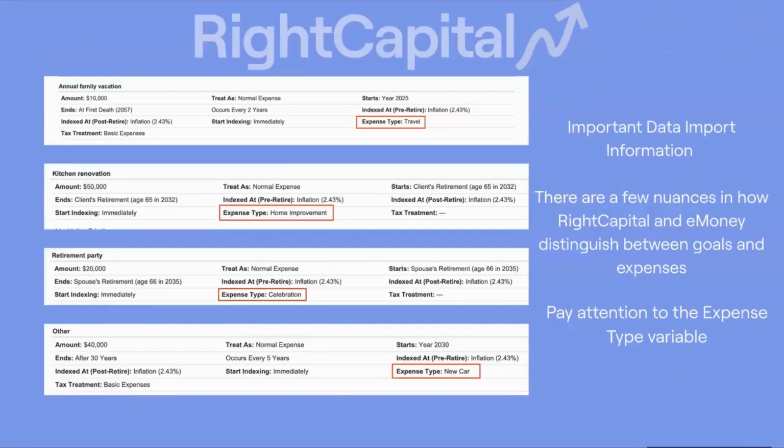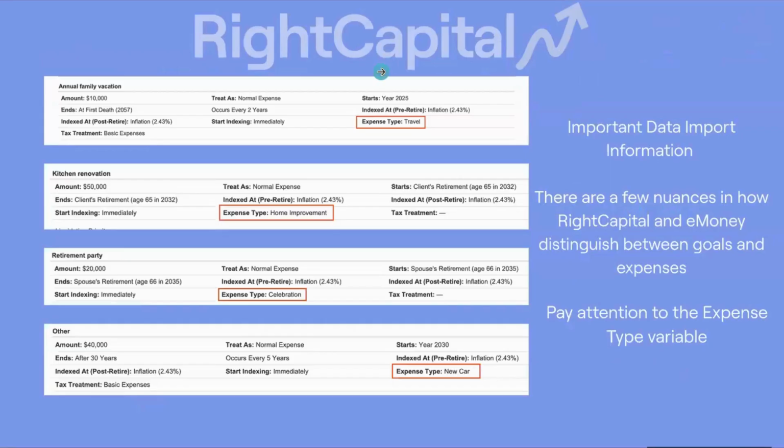Items aren't always categorized the same way as they are in RightCapital. So to make the import process as smooth as possible, we did make some assumptions on the expense type variable. This is going to determine whether an item will flow into RightCapital as a goal or as an expense. I think this is important to touch on so you can fully anticipate and expect how the data is going to flow into the system.